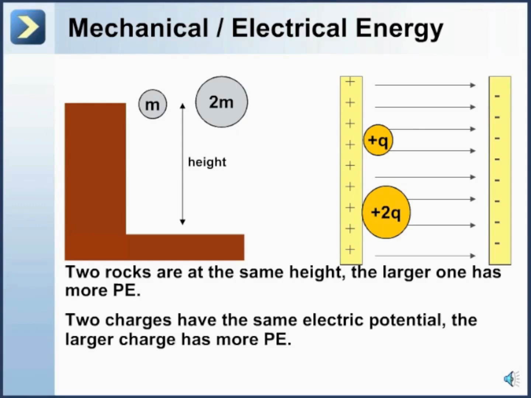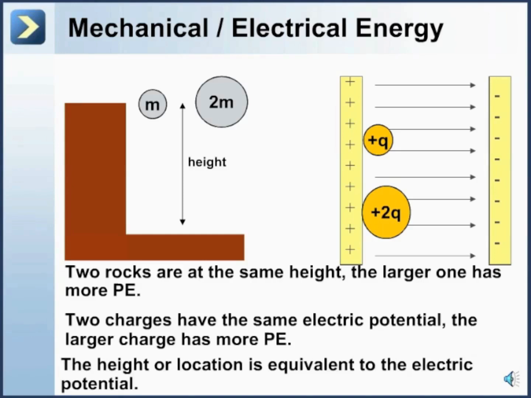Okay, so even though they're at the same position or the same height, if you like that analogy, the potential energy is different because there's more potential energy associated with the larger charge. So extending the analogy, just as height refers to the position of masses in a gravitational field, electric potential refers to the position or location of charges within an electric field.